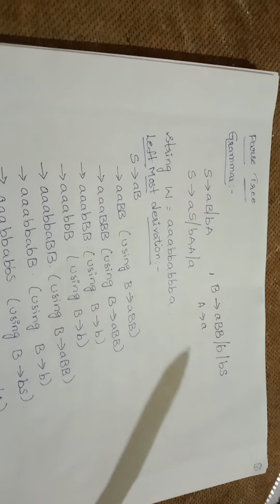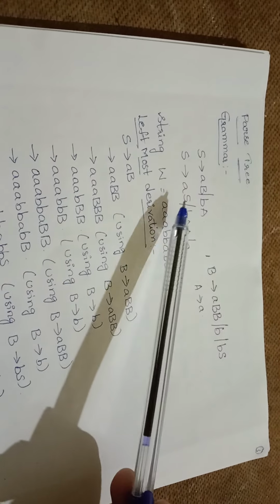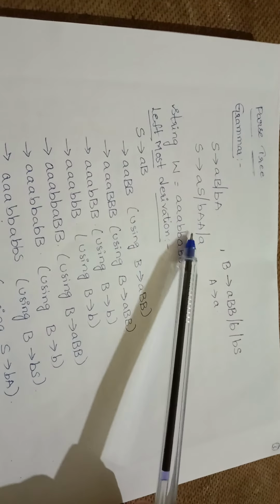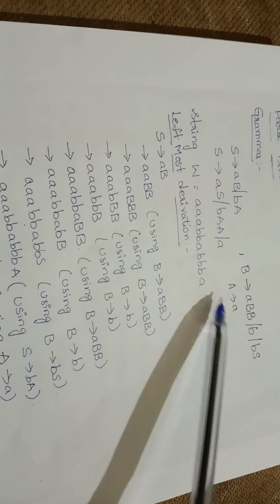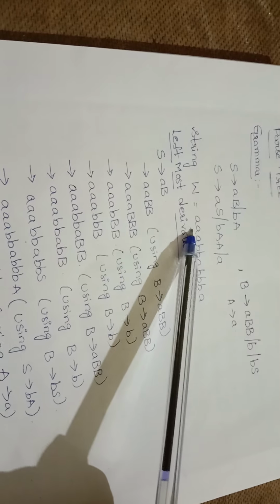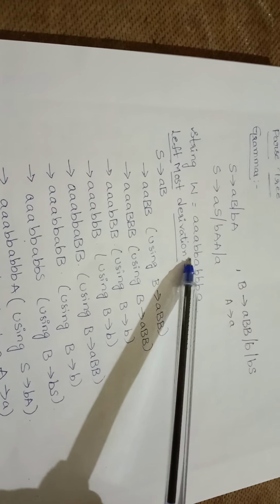Let us consider an example for the leftmost derivation and rightmost derivation. We have considered the grammar as S → aB | bA, S → aS | bAA | a, B → aBB | b | bS, A → a. And we need to derive the string aaabbabbba. By using the leftmost derivation we are going to derive the string. So first, you need to consider the first step in the grammar, that is S → aB.